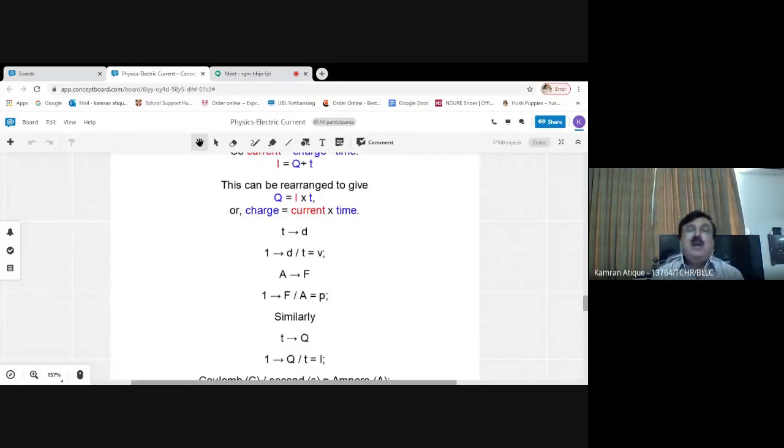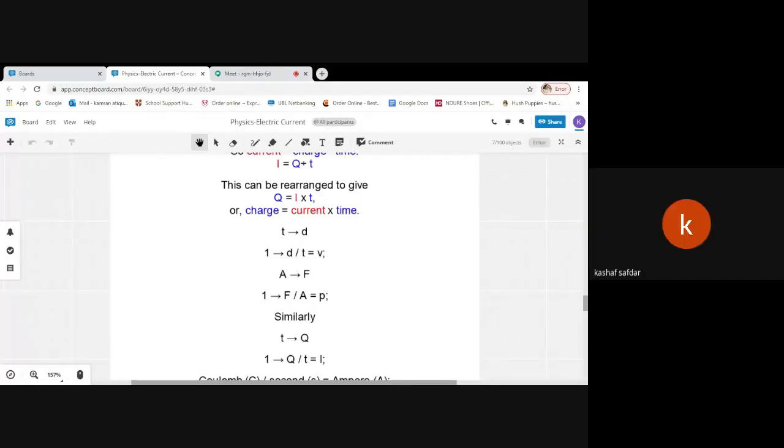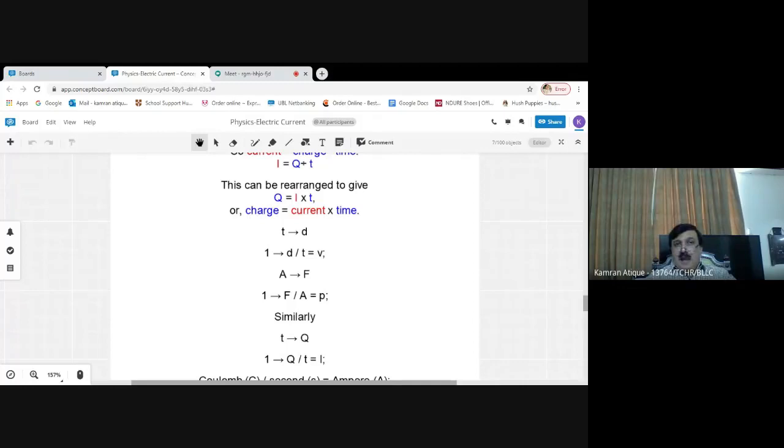Now tell me, what is Coulomb? Coulomb is the symbol of charge. Sir, it is the number of times an electron passes in a closed circuit at a certain point. Coulomb is actually the name of the SI unit of the quantity electric charge.